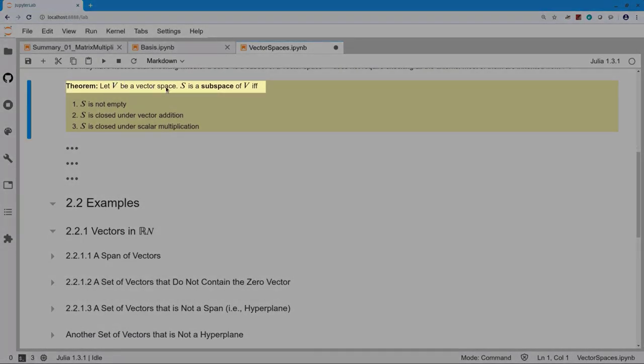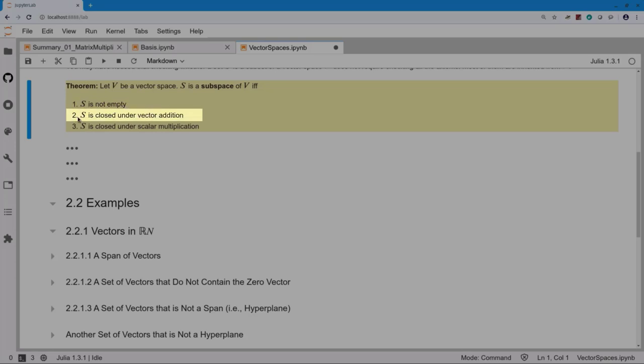We say that S is a subspace of some vector space V if and only if the three conditions here are satisfied. Once I have those, I have all of them. So the first condition is simply that S is not empty. I have to have a set with vectors in it.